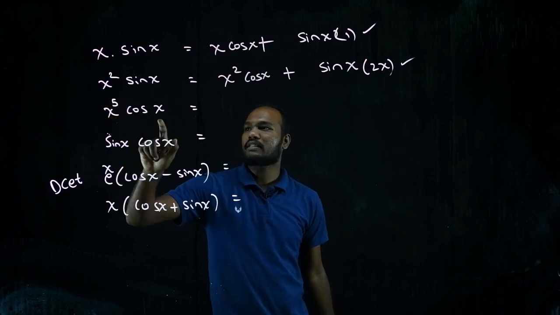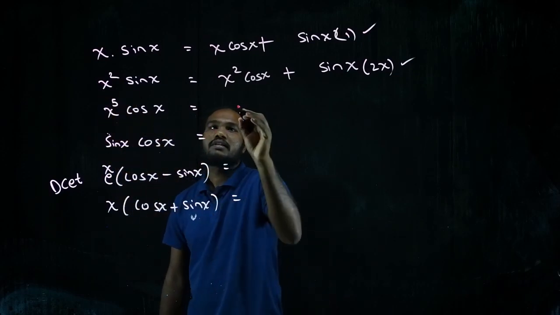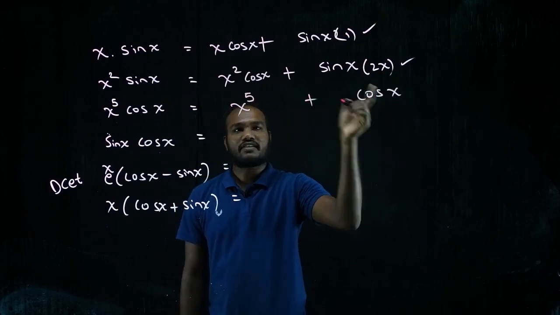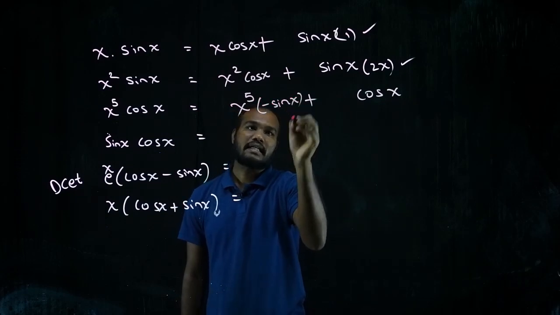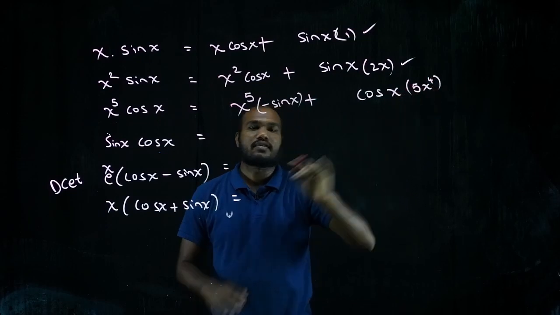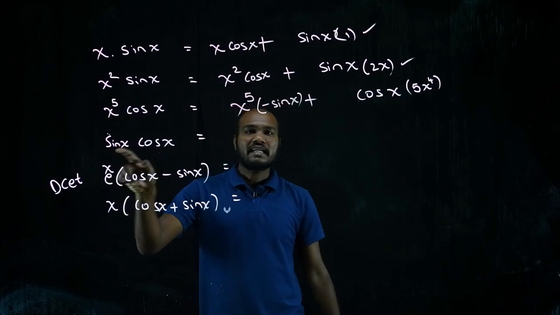x power 5 cos x. Okay, there are two functions: x power 5 and cos x. This differentiation here, this differentiation here. cos x differentiation is minus sin x. x power 5 differentiation is 5x power 4. That's it. Okay, sin x and cos x.